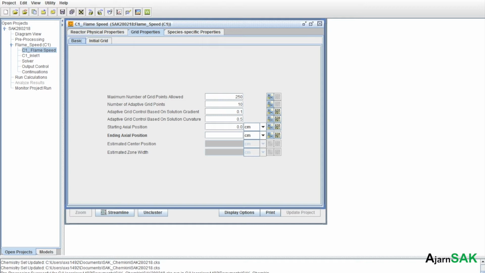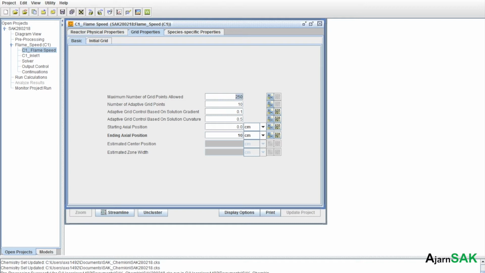You can choose the length, for example, how many centimeters, the starting axial position, and the ending axial position. Let's say, for example, 2 centimeters. Depending on your real situation, you can define that. But can I go for something like 10 centimeters? Yeah, why not? Let's go with 10 centimeters. Makes more sense.